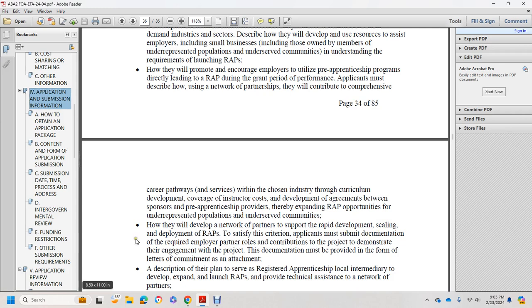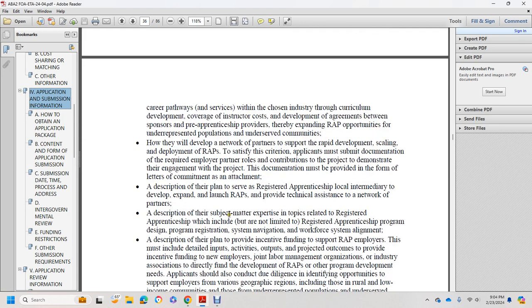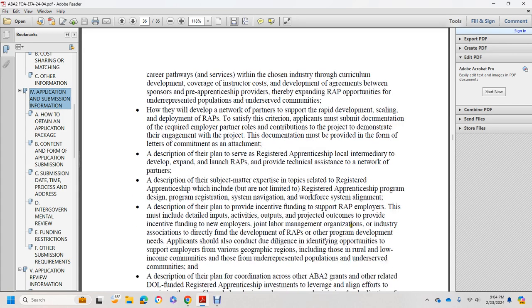The application must include documentation of the required employer and partner roles, and their contribution to the project must be demonstrated through their engagement with the project. The documentation must be provided in the form of letters of commitment as an attachment. Also required is a description of their plan to serve registered apprenticeship, local intermediary development, expanding and launching registered apprenticeship, and providing technical assistance to the network of partners. Describe their subject matter expertise on topics related to registered apprenticeship, including but not limited to registered apprenticeship program design, registration system navigation, and workforce system alignment.